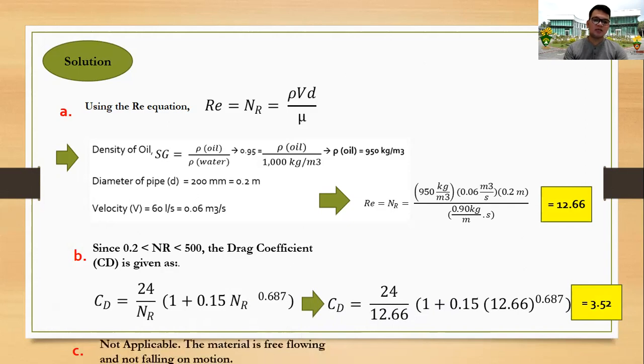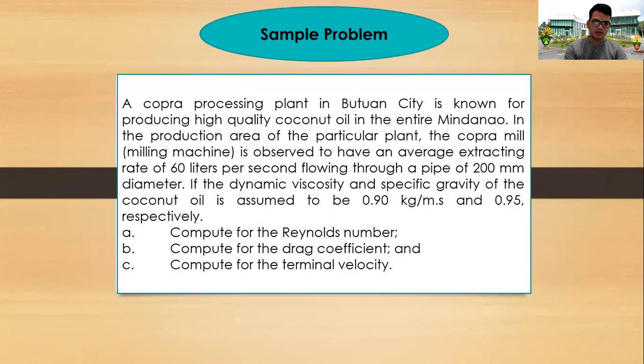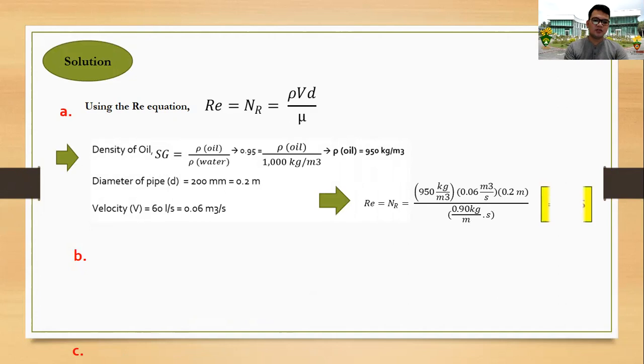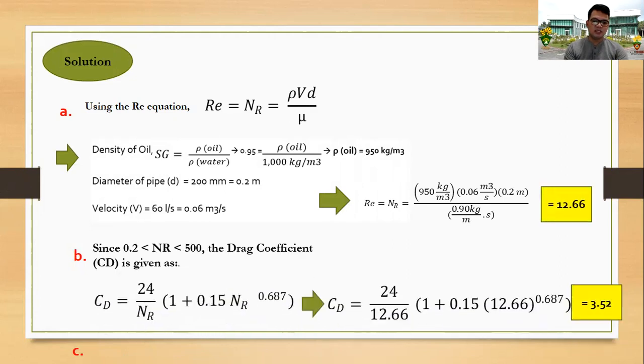The last question asks us to compute for the terminal velocity. Okay. It is not applicable to measure the terminal velocity of this flow since the material is free flowing, and not falling in motion. So it is not applicable if the material is free flowing. Terminal velocity is usually applicable if the material is in motion. Okay, so it is mentioned that it is free flowing from the mill going to the next stage.